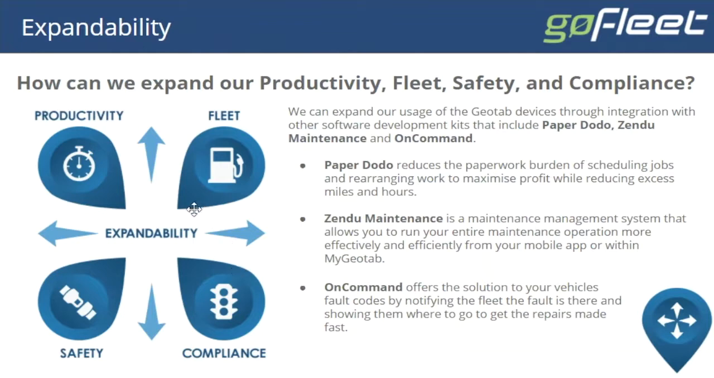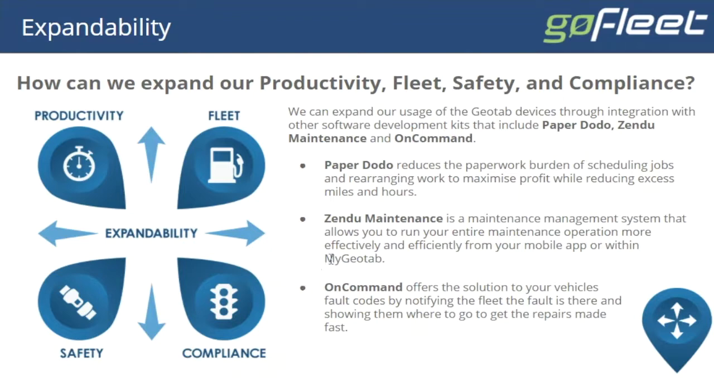Now, expandability is the last pillar of return that essentially expands the usage of Geotab devices through integrations such as PaperDodo, Zendu Maintenance, and OnCommand. PaperDodo reduces the paperwork burden of scheduling jobs and rearranging work to maximize profit while reducing excess miles and hours. Zendu Maintenance is a powerful maintenance management system that allows you to run your entire maintenance operation more effectively and efficiently from your mobile app or within MyGeotab. Zendu Maintenance includes work order management, preventative maintenance scheduling, inventory and parts management, purchasing, custom reporting, and maintenance cost accounting tools.